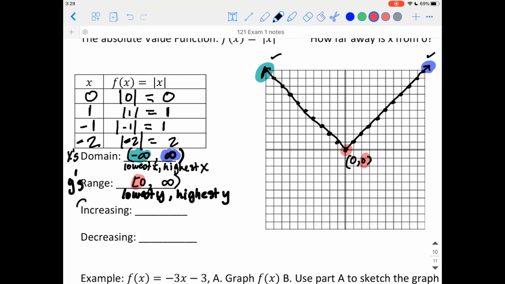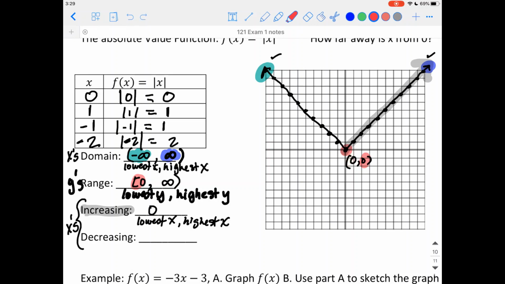Now, increasing and decreasing, you need to remember, is in terms of your x's, which is your domain. So the function is increasing from this point here. So for increasing, it's going to be lowest x, comma, highest x. And so the lowest x is going to be 0. And the 0 that I'm referencing is this one right here.